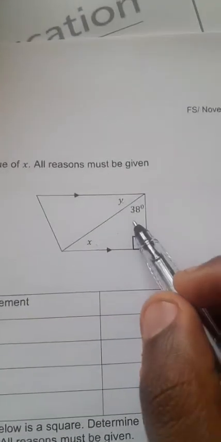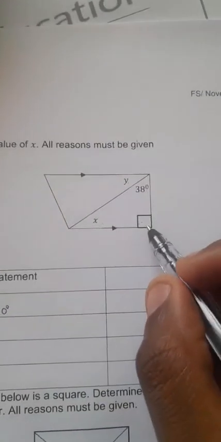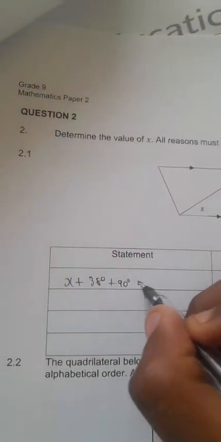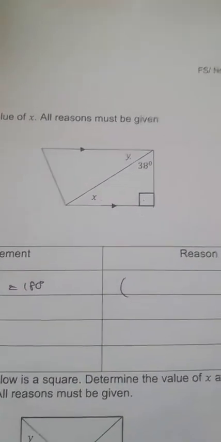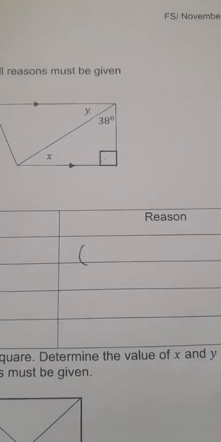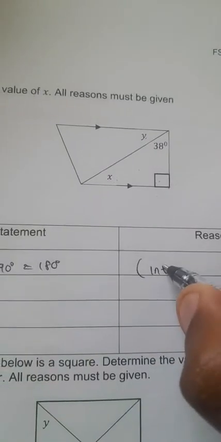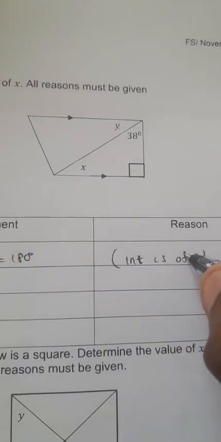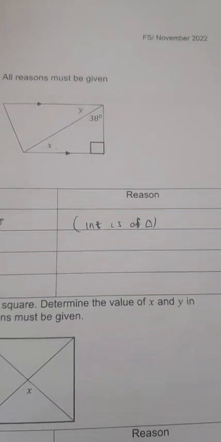So in that triangle, we're going to say X plus the 38 degrees plus the box, which says 90 degrees, is equal to 180 degrees. Let's not forget that this box means 90 degrees. And then our reason. Now I know some people will say sum of angles in a triangle. That's fine. With my learners, I tend to insist on interior angles of triangle. I've told my learners to just choose one reason and stick with it all the way from grade 8 up until grade 12, so that they are consistent.